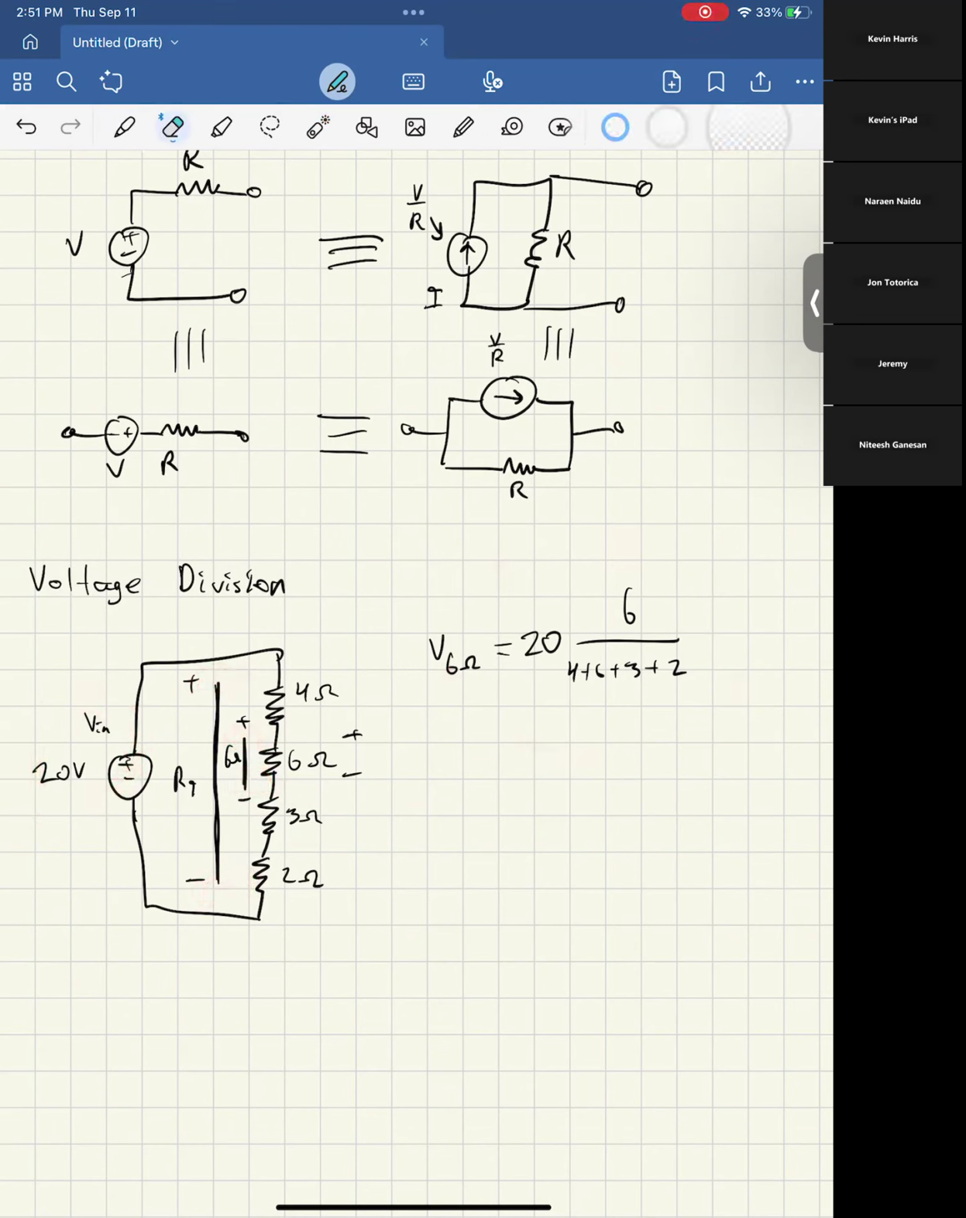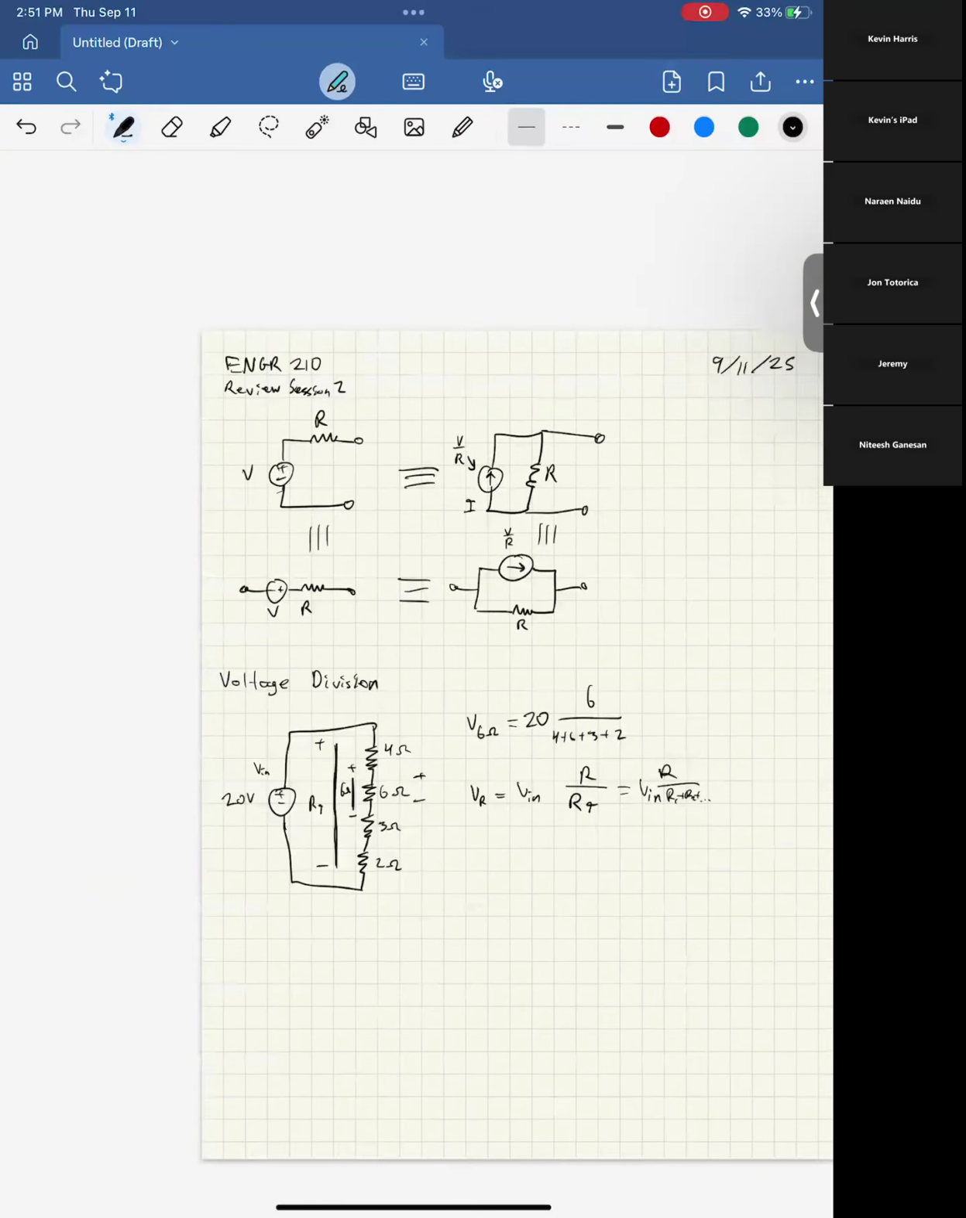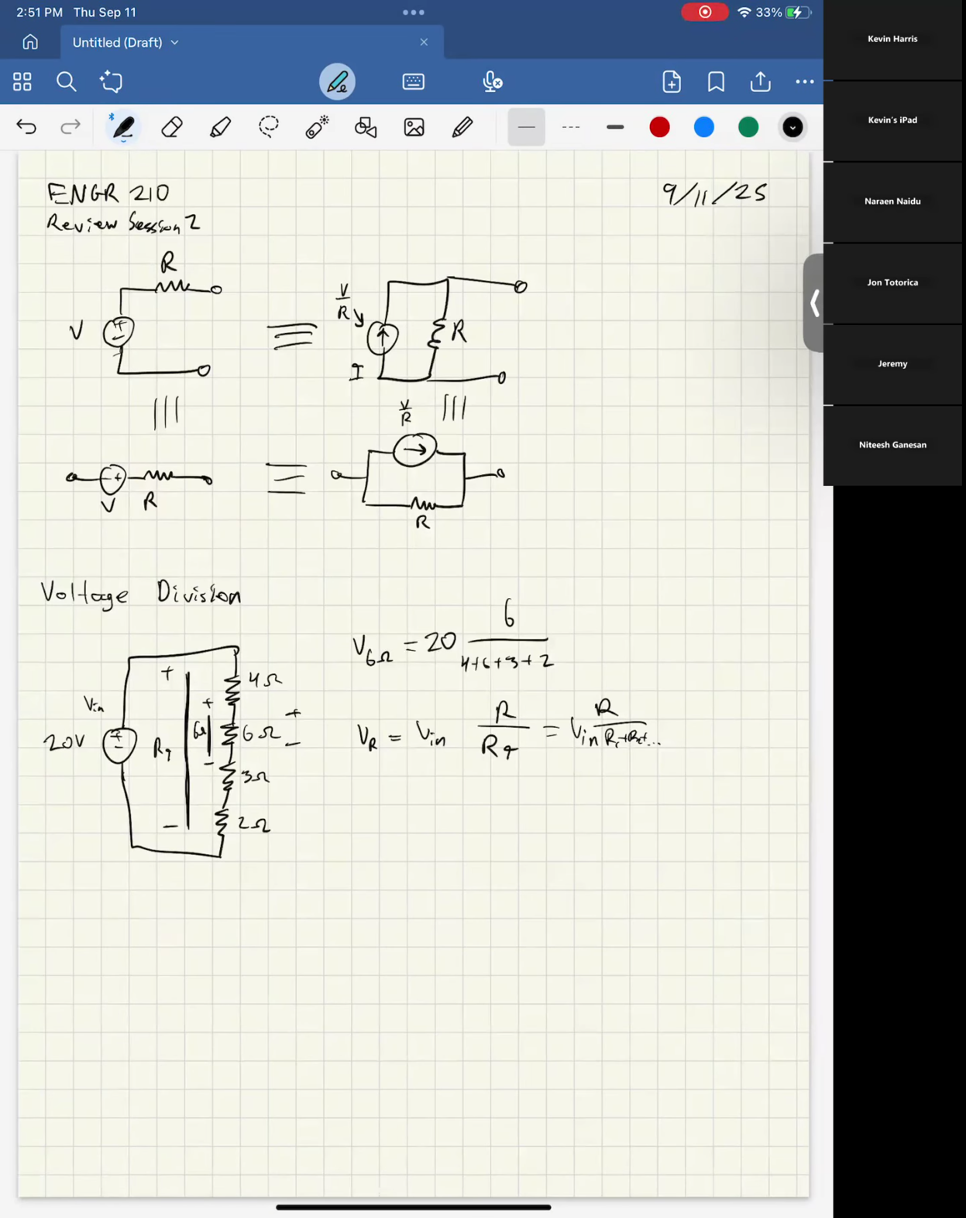If you want this in very explicit, nice math terms, you can say the voltage of some resistor is equal to the input voltage times that resistance over the total resistance, or like V_in times R over R1 plus R2 plus dot dot dot, you know? And this is very useful all the time.